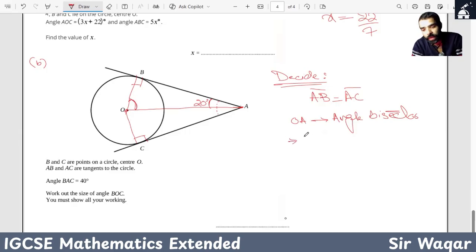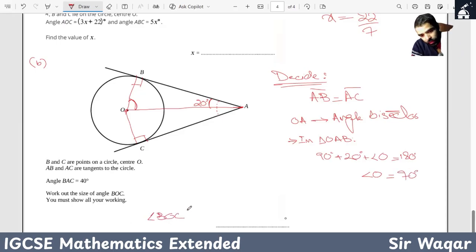Again, we have to now use the angle properties. So in angle properties of triangles, in triangle OAB, let's say, we know that angle sum: 90 plus 20 plus angle at O will be equal to 180 degrees. This way, angle at O will be equal to 70 degrees, and henceforth, angle BOC is twice of the 70 degrees, twice of this angle. So it's going to be 2 times 70, which is 140 degrees. All right.